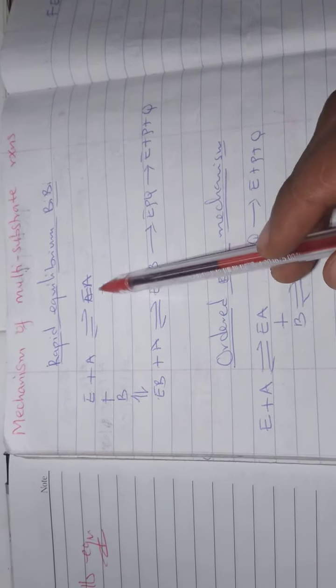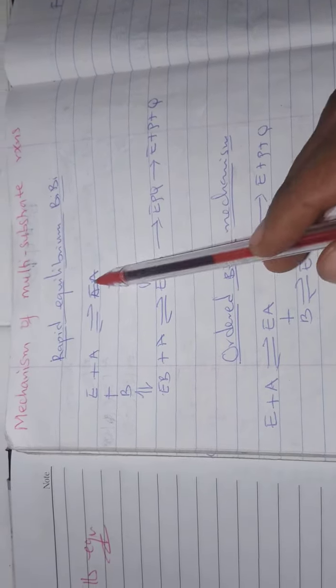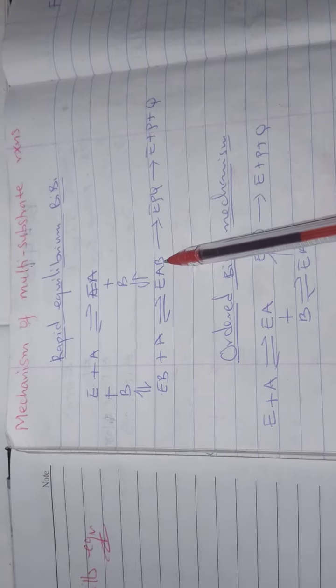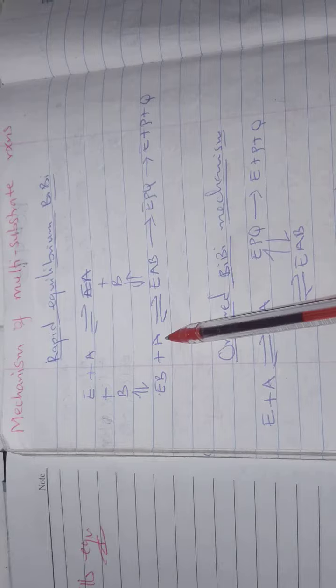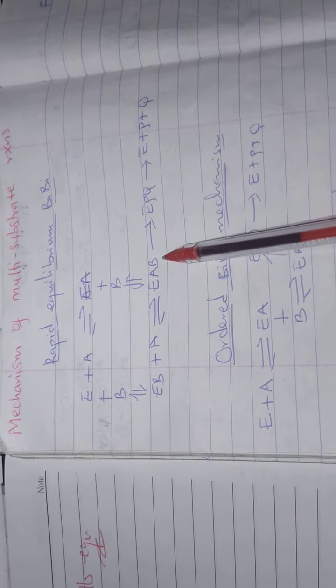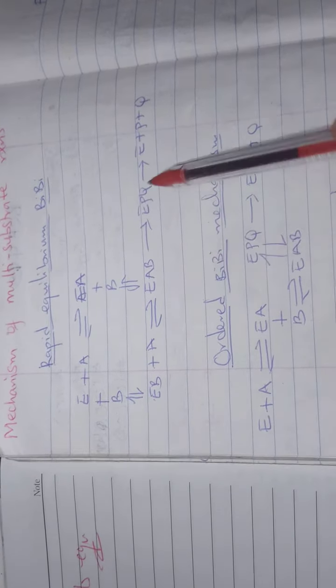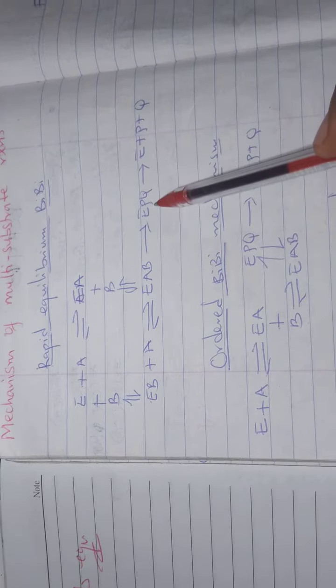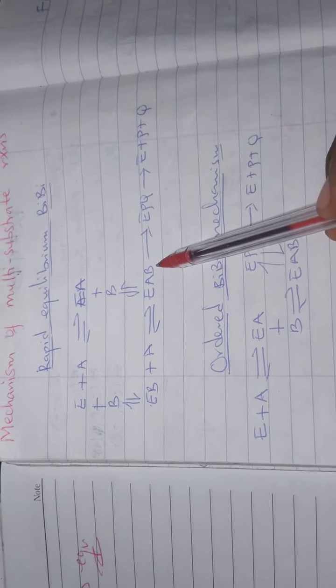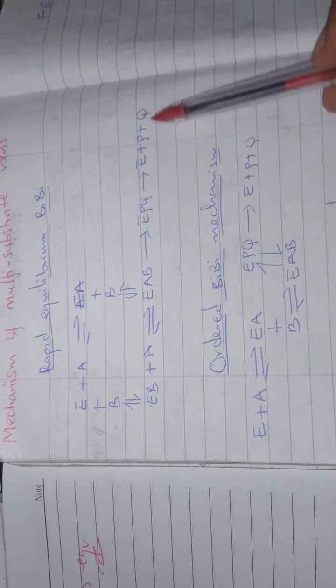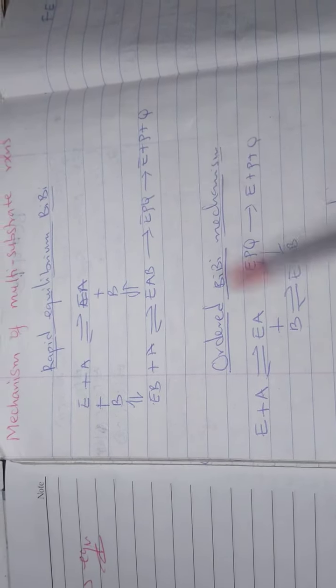Now if A binds first to form EA complex, B can then bind to form EAB complex. If B binds first to form EB, A can then bind to form EAB complex. Catalysis will take place and products will be formed, P and Q. P is the product for A, Q is the product for B. Then the products will be released and our enzyme is recovered.